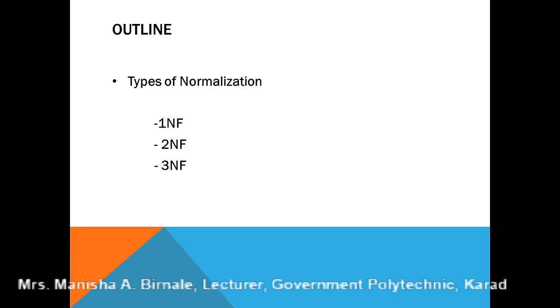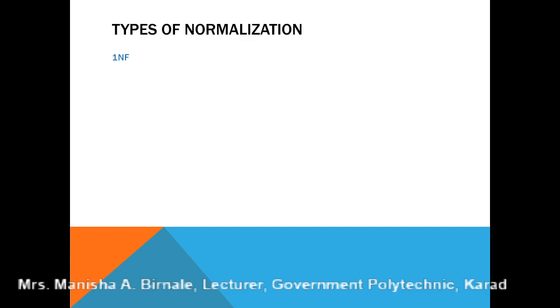This is the outline of today's lecture. We are going to learn the types of normalization, and there are three types in our syllabus: 1NF, 2NF and 3NF. So let us see first 1NF, which means first normal form.